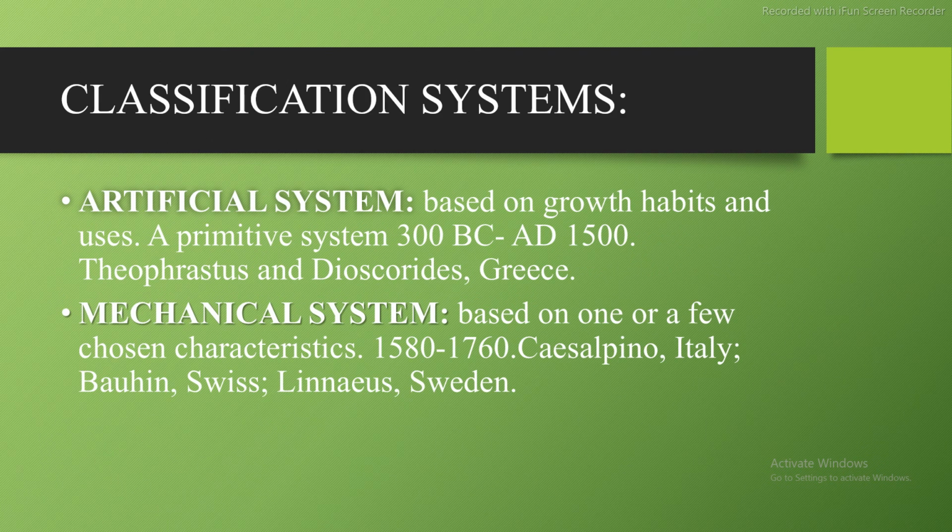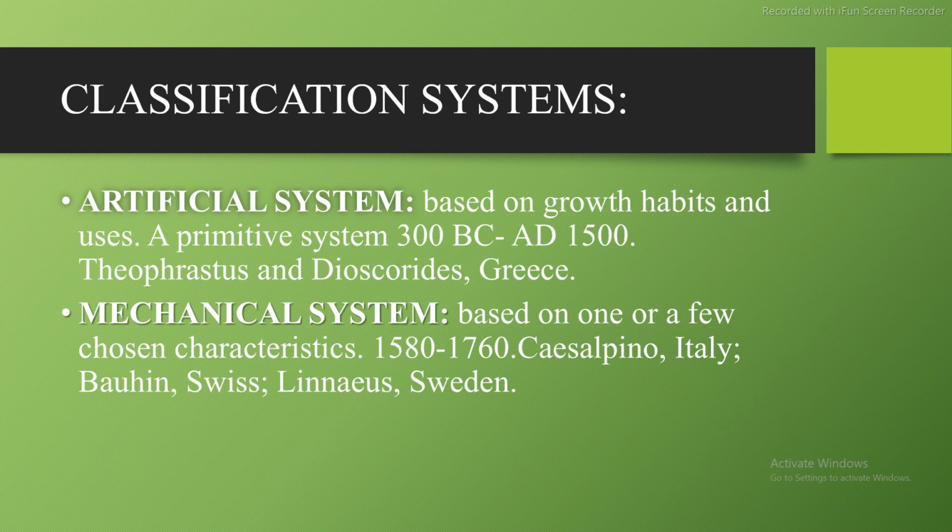Now, the classification systems. Classification systems are of four types: artificial system, mechanical system, natural system, and phylogenetic system. First, I am going to describe the artificial system. The artificial system is based on growth habits and uses. This is a primitive system which was described from 300 BC to AD 1500. It was given by Theophrastus and Dioscorides in Greece.